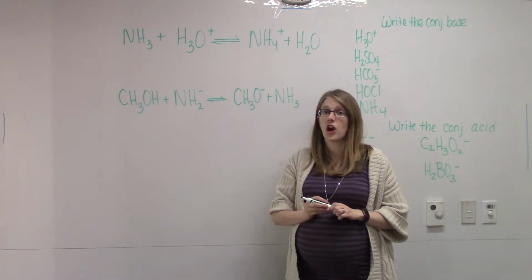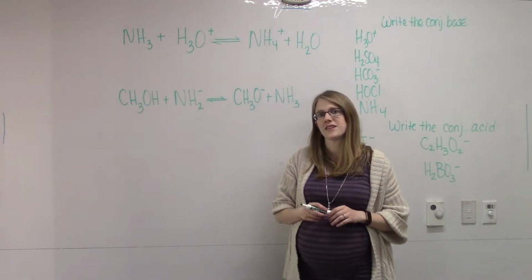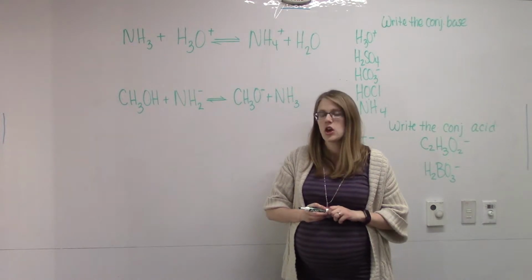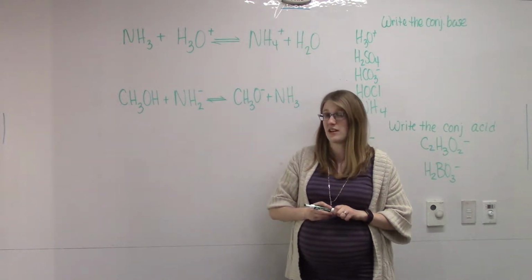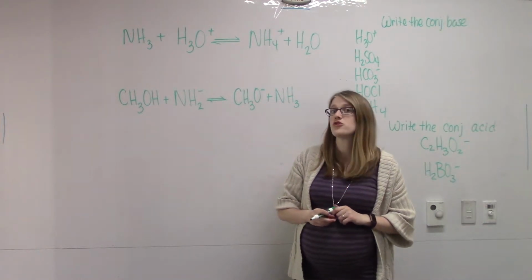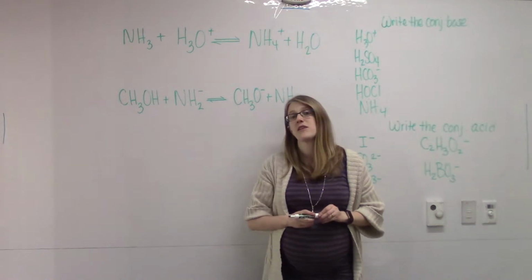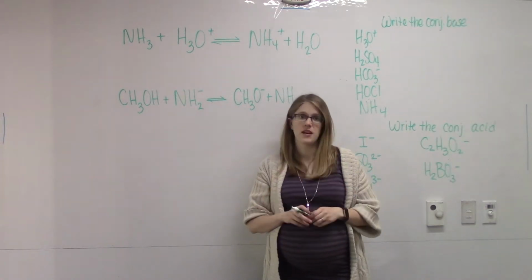to you about conjugate acids and bases. Right now we're talking about Bronsted-Lowry acids and bases, so we're talking about that definition. If you remember, a Bronsted-Lowry acid is one that donates an H+. A Bronsted-Lowry base is one that accepts an H+.